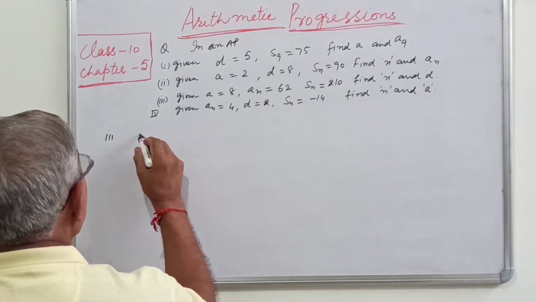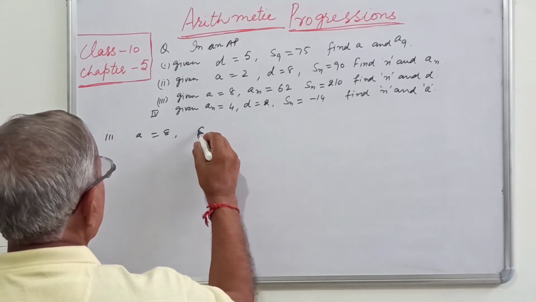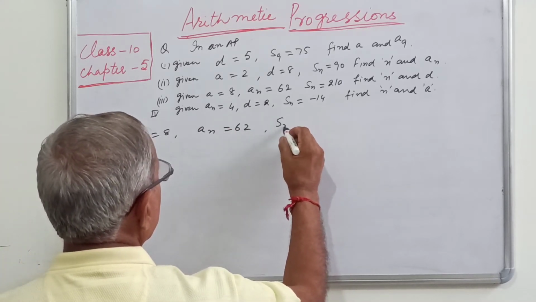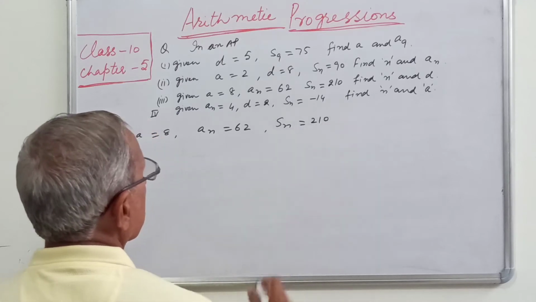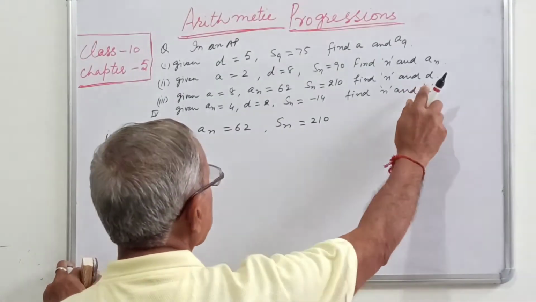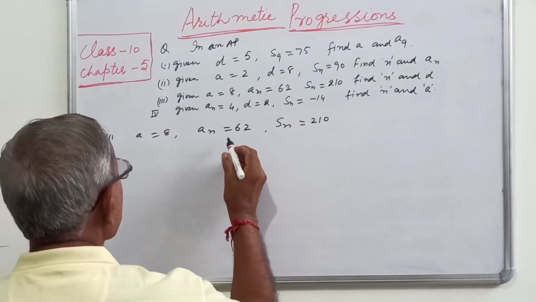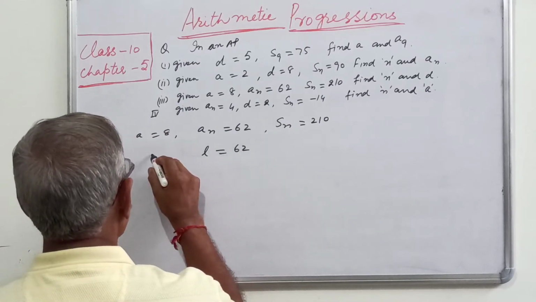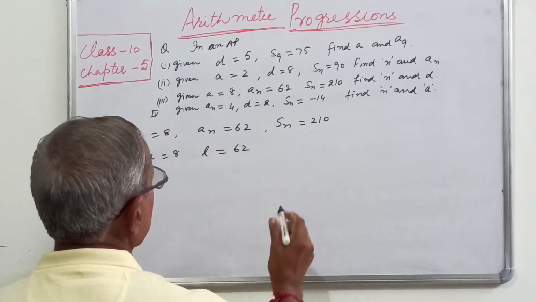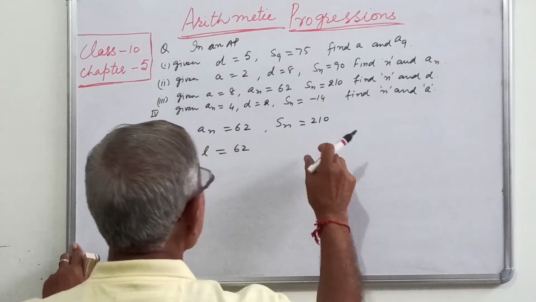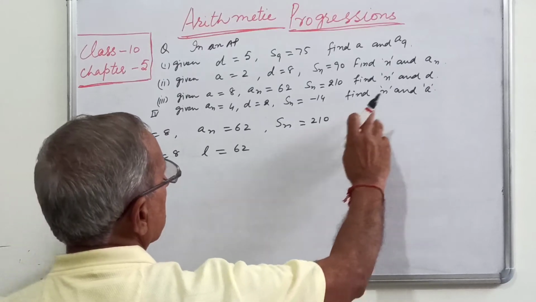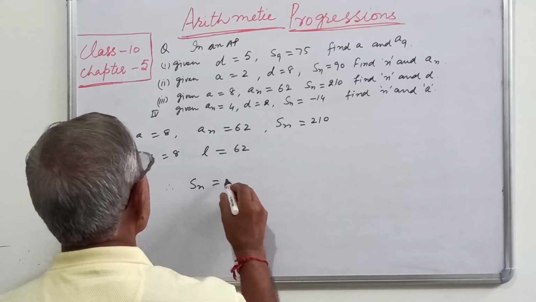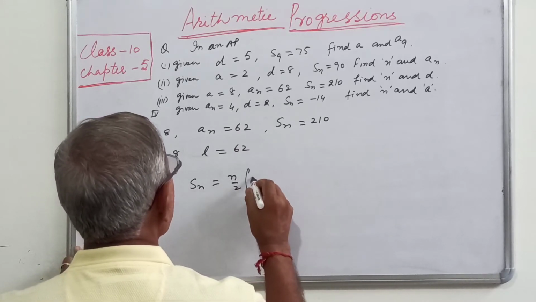So given a is equal to 8 and an is equal to 62 and Sn is equal to 210. We have to find the value of n and d. So an means L, last term is 62 and the first term is 8. So we have to find the value of n and d. So we know Sn is equal to n upon 2 into a plus l.